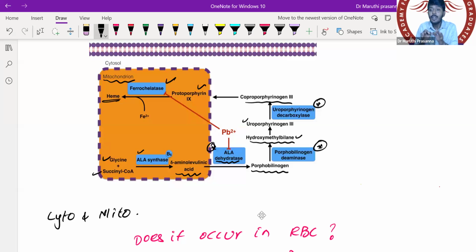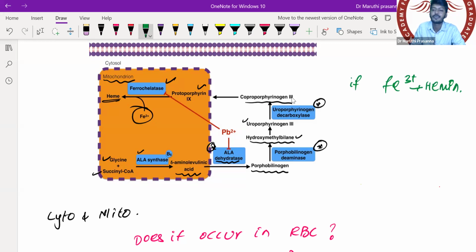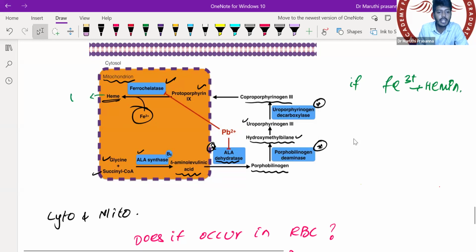Now if it is getting converted into heme, which iron is getting incorporated? That is iron Fe2+. Fe2+ is the iron which will get incorporated into the heme. They will ask you a question: if Fe3+ incorporation occurs, then we will not call it heme, that is called hemin. Now this heme will get converted into hemoglobin.